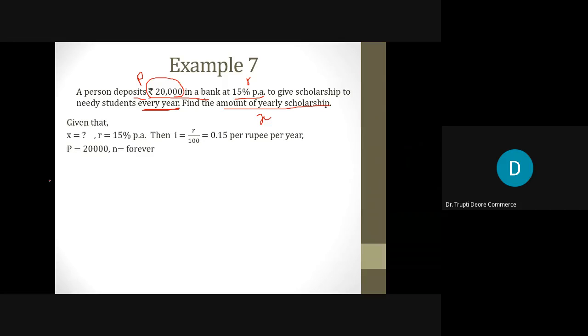So check out what is given. X is equal to question mark. R is 15%. We have to convert it into I. That is R upon 100. So 0.15 per rupee per year. And P is given, 20,000. N is not given. Why? It's a scholarship. It is for needy students for every year. They haven't specified any duration, so N is forever.